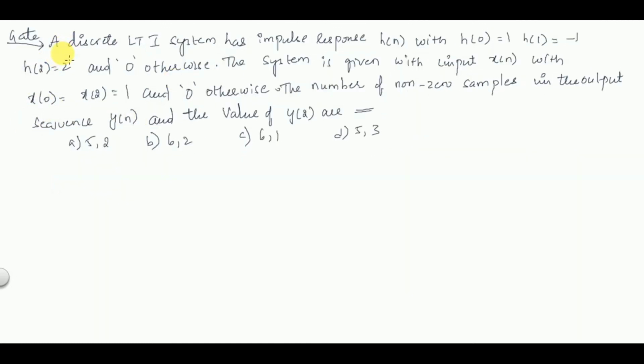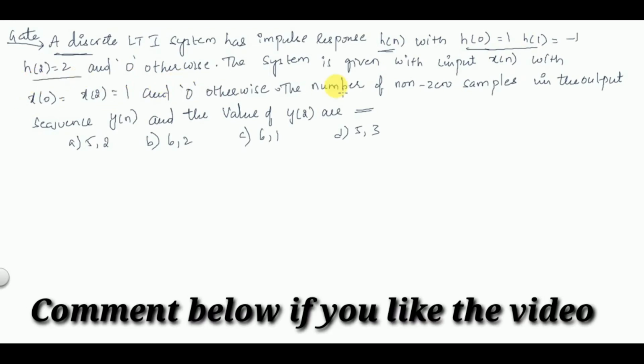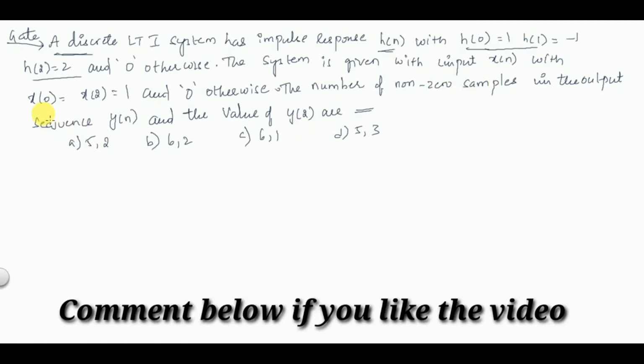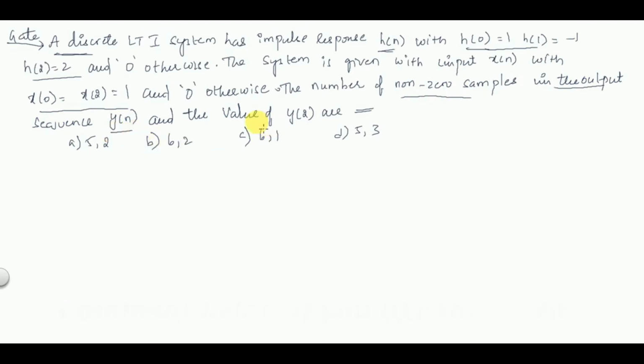So next we'll see another problem, which is a previous GATE problem. In this problem, it is given that a discrete LTI system has impulse response h of n, with h of 0 and h of 1 given, and h of 2 is also given, and 0 otherwise. The system is given with some input values and 0 otherwise, and he has asked to find the number of non-zero samples in the output y of n, and also the value of y of 2.